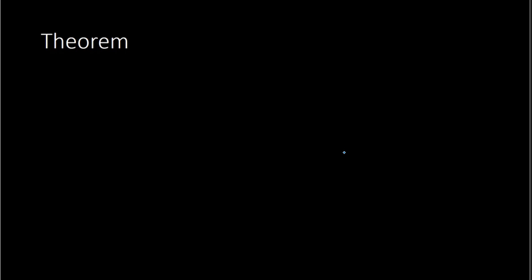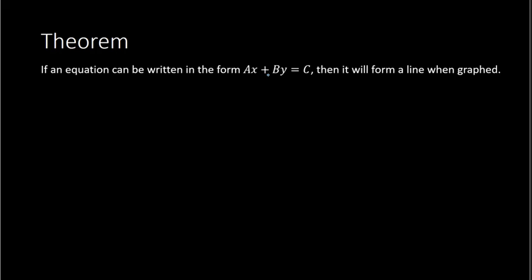Next we have a theorem that discusses what happens when you graph an equation in two variables. So if you have an equation written in the form ax plus by equals c, then it will form a line when graphed.